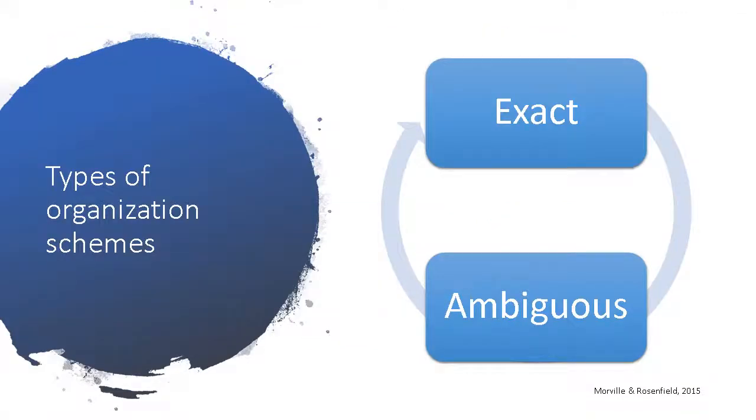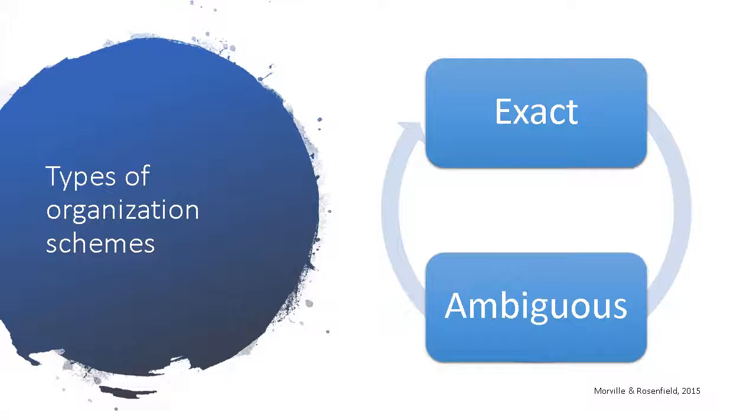Organization systems or schemes can be broken into 2 categories: exact and ambiguous. An exact organization scheme relies on the user knowing exactly what they're searching for. It is called known item searching. The problem with this scheme is that users typically are searching and may not know the exact resource they want to find. An ambiguous organization scheme is a little trickier to understand.